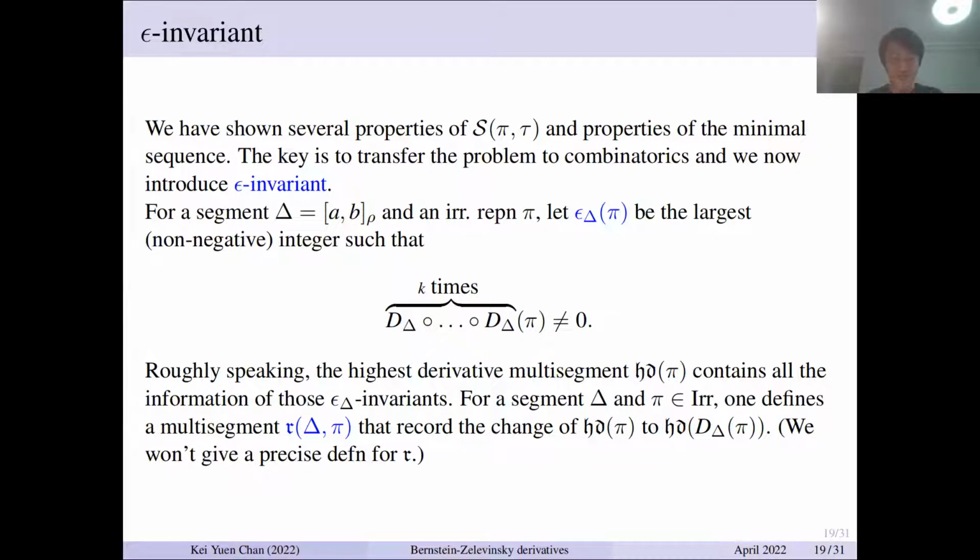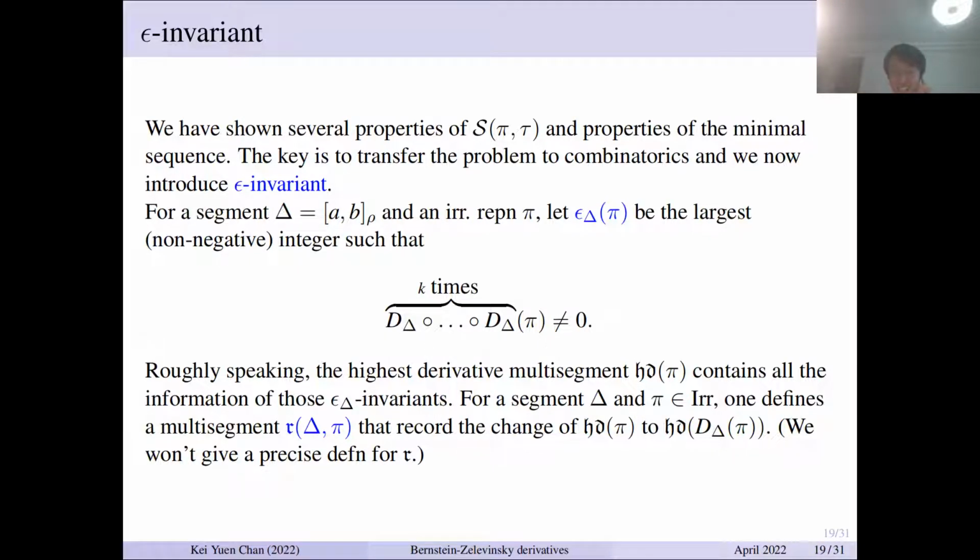Okay, so what does it mean by epsilon invariant? We choose a segment delta equals [a, b] rho, and an irreducible representation pi. So epsilon delta pi is the largest non-negative integer k such that the sequence of derivatives is non-zero. So, basically, the highest derivative multisegment contains all the information of this epsilon delta.